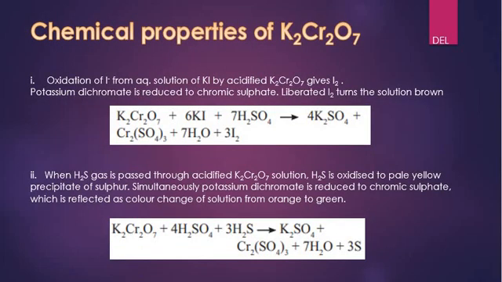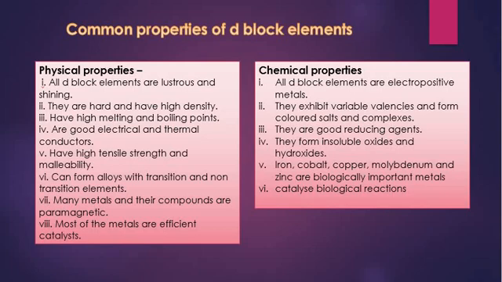Its chemical properties: oxidation of iodide from an aqueous solution of KI by acidified K2Cr2O7 will give you I2, just like we have seen in acidic solution of KMnO4. The same is happening here also. H2S will be converted into sulfur with the treatment of acidified K2Cr2O7. Then the common properties, let's suppose I am talking about these are the common properties.